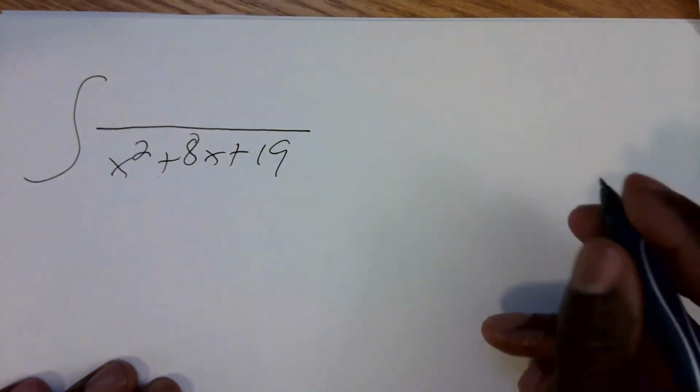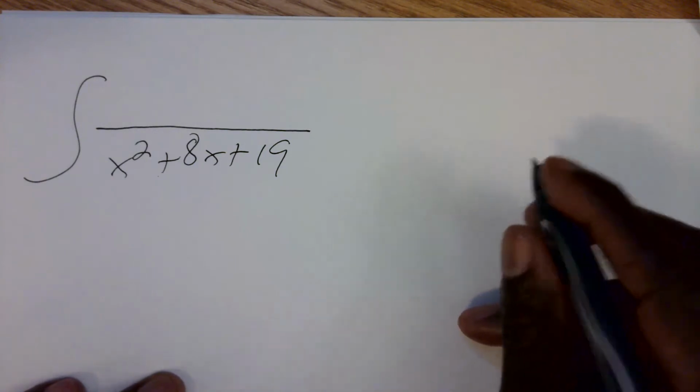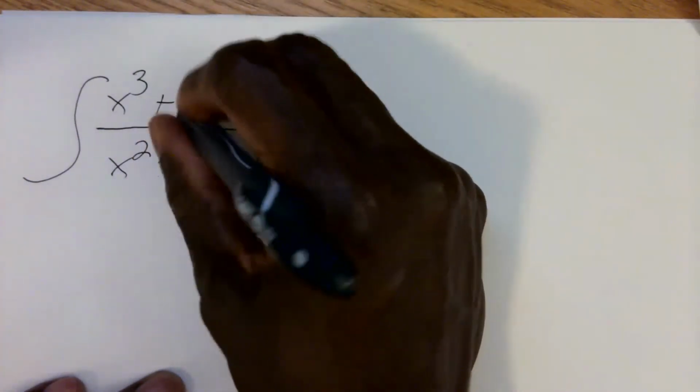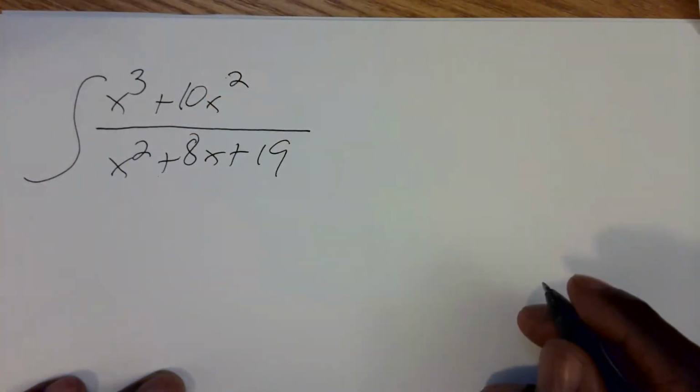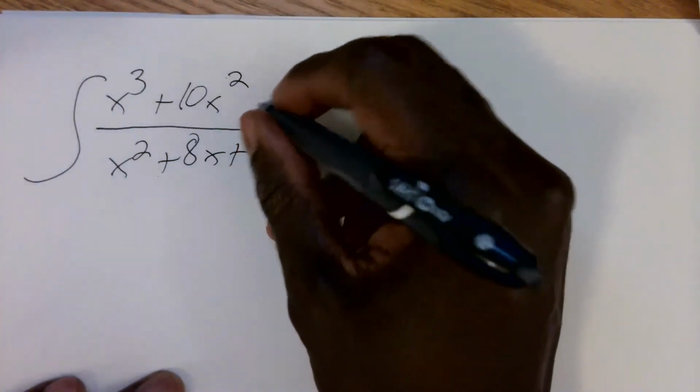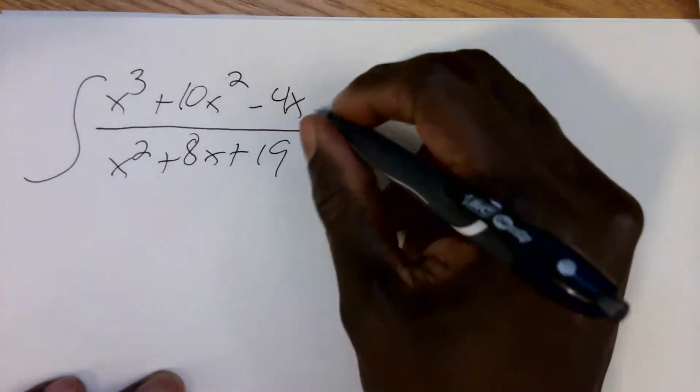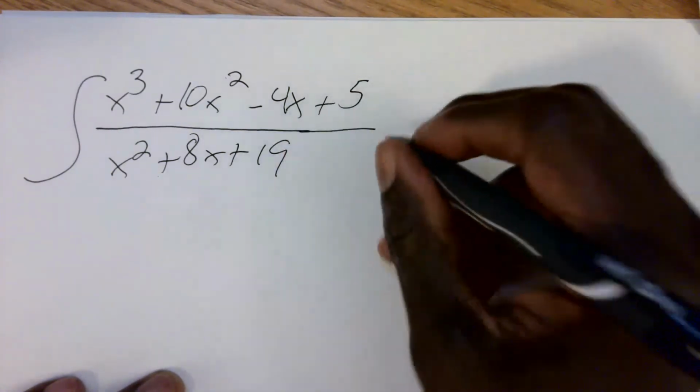So let's see. So we're going to integrate, and we've got x squared plus 8x plus 19. And so let me think this numerator through just a little bit. So we'll go x cubed, and we'll say 10x squared, and we'll say minus 4x plus 5.